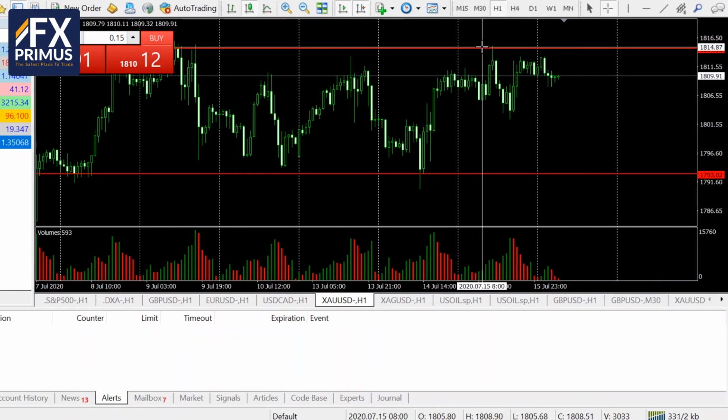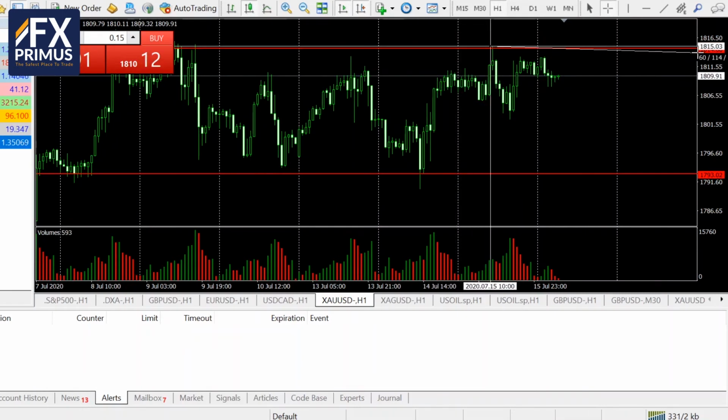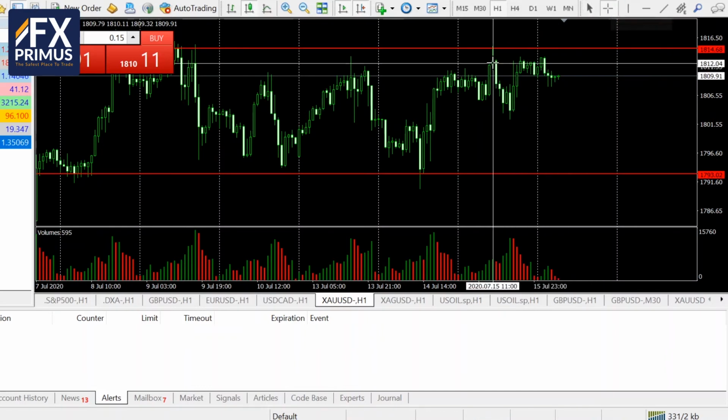Gold prices were mostly consolidating between a high of 1,815 US dollars and a low of 1,802. So it was in a range of about $12.70. Okay, so nothing much to shout about.